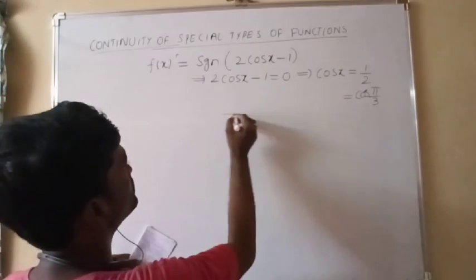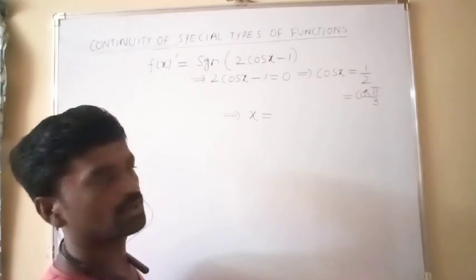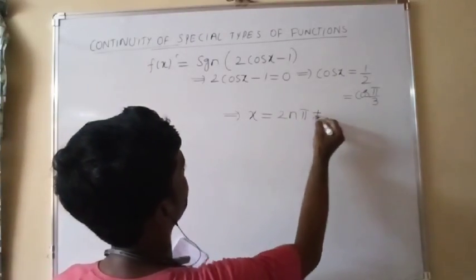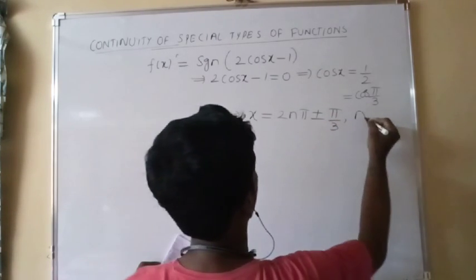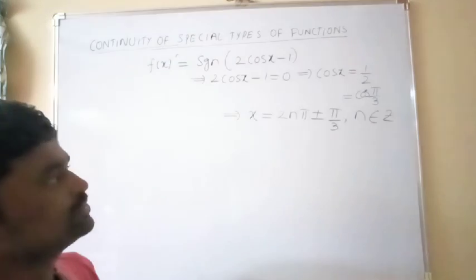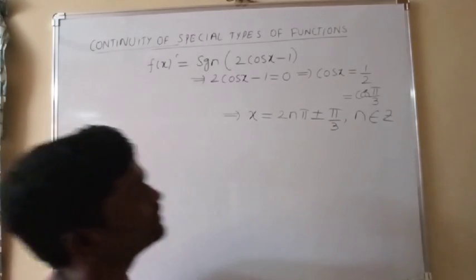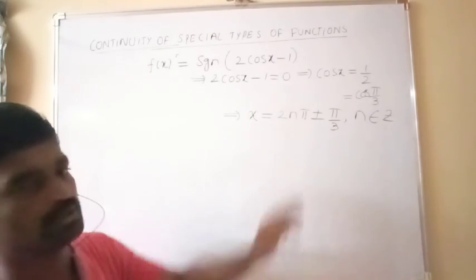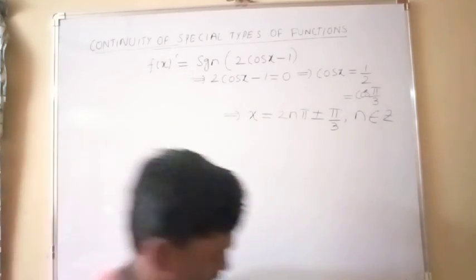But to get all points of discontinuity, we write the general solution of that trigonometric equation. What is the general solution? x is equal to 2n pi plus or minus alpha. Alpha here is pi by 3, where n belongs to Z. So this function is discontinuous at x is equal to 2n pi plus or minus pi by 3, where n belongs to Z.